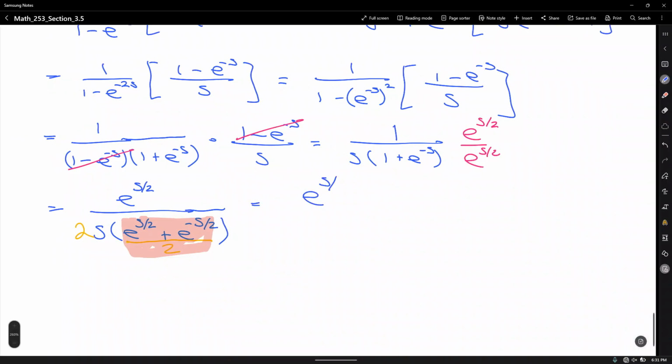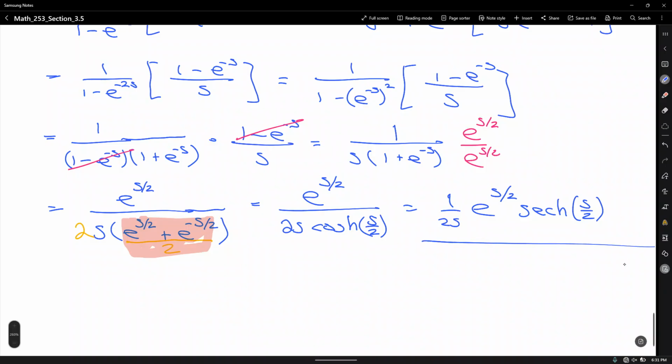E to the s over 2 over 2s. What is that? Cosh, right? Cosh of s over 2. We're not done yet. Hold on. Wait. This is equal to 1 over 2s. I'm going to move this cosh to the numerator as sech. We're not done yet. Just need to box our final answer.